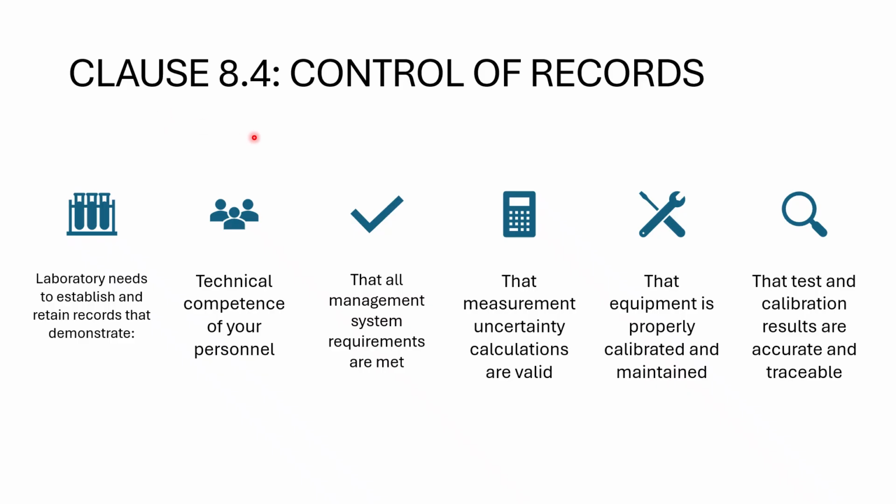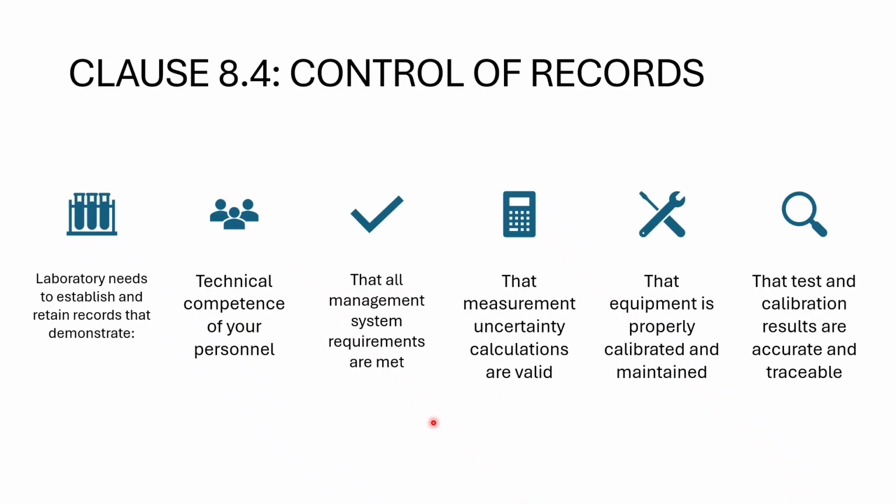So moving to clause 8.4, that talks about control of records. Records are your laboratory's proof that activities were performed according to the requirements. They must be legible, stored securely, and retrievable. Your laboratory needs to establish and retain records that demonstrate the technical competence of your personnel, that all management system requirements are met, that the measurement uncertainty calculations are valid, that the equipment is properly calibrated and maintained, and that the test and calibration results are accurate and traceable.